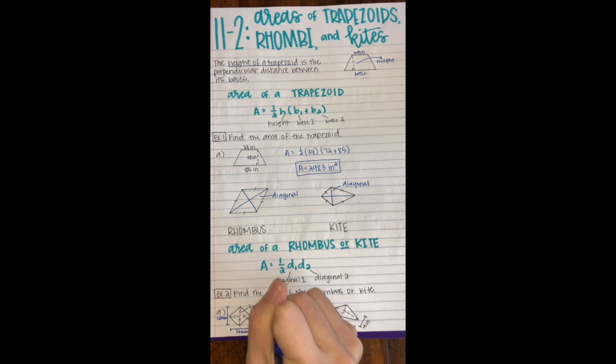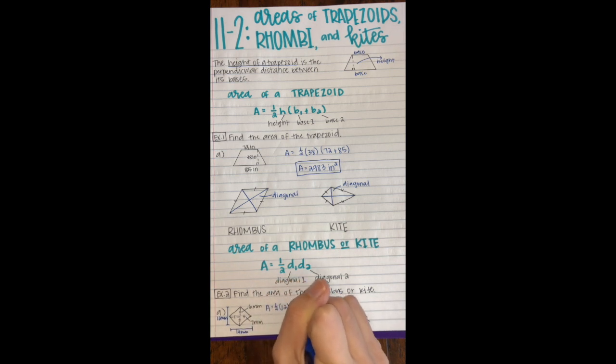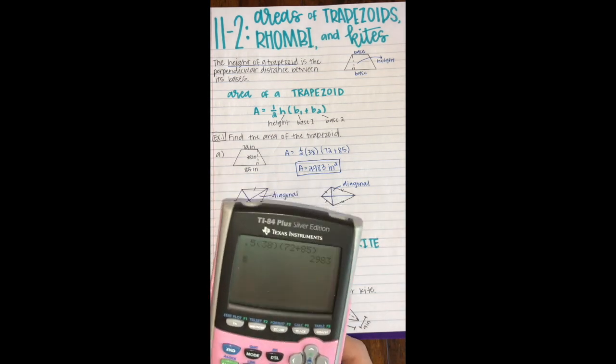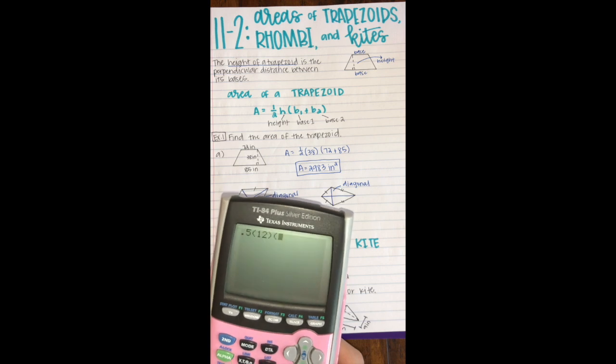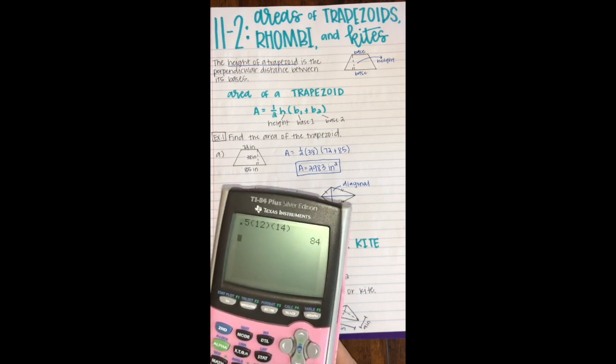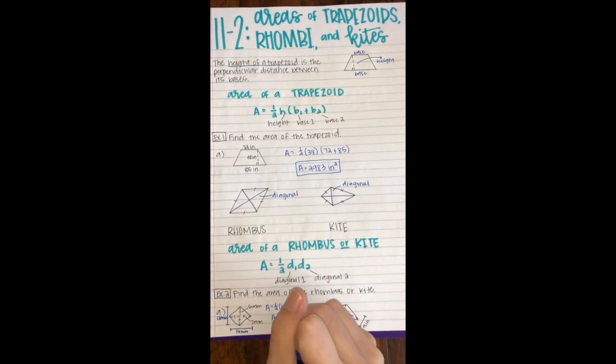So then we plug it in. Area equals 1/2 D1 times D2. So 1/2 times 12 times 14. So 0.5 times 12 times 14, and we get 84. So the area is 84, and since it's area, it will be millimeters squared.